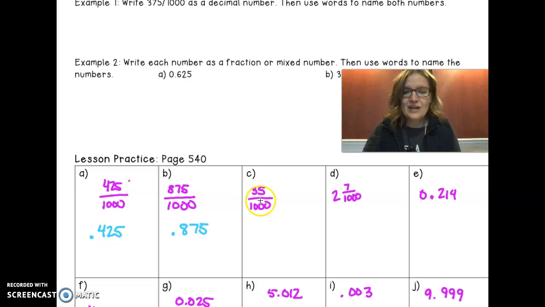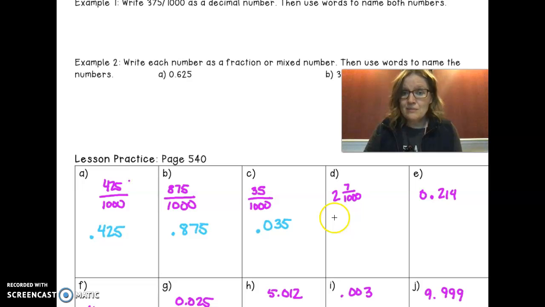This is how you create when you have 35 thousandths. You put decimal, you put a 0 in the tenths place, a 3 in the hundredths place, and a 5 in the thousandths place, and that is 35 thousandths.